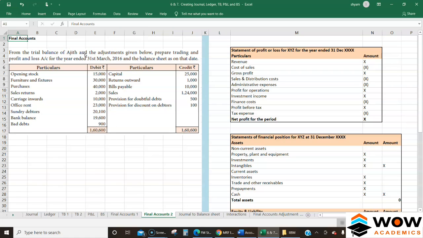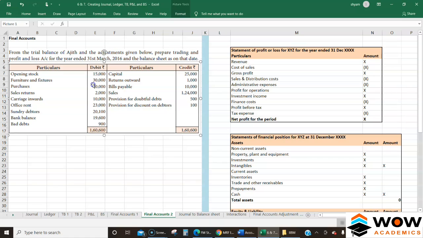From the trial balance of Ajit and the adjustments given below, prepare trading profit and loss account for the year ended 31st March 2016 and balance sheet as on that date. So we will prepare both an SOPL and an SOFP. What we did in the earlier sum is the same thing we are going to do now.